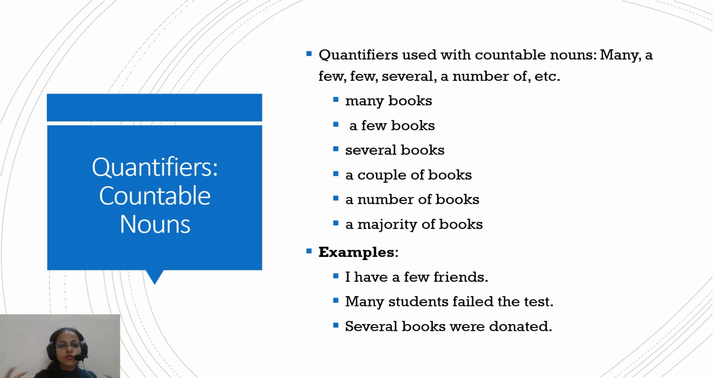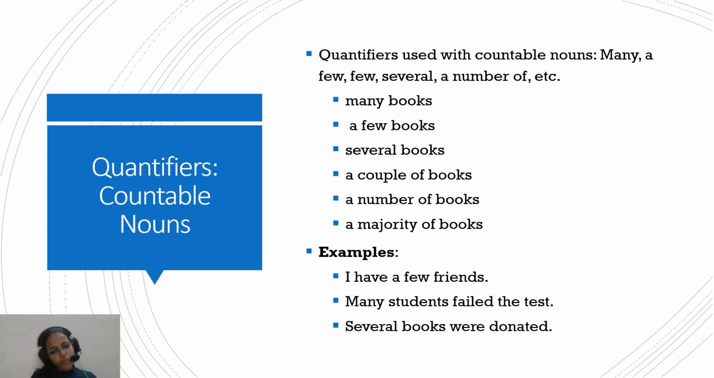So when we say many, few, a few, several, a number of, these are the quantifiers used with countable nouns. So we say how many books? I've got a few books. I've got several books, a couple of books, a number of books are on this subject. The majority of the books are submitted to the library. Okay, so these quantifiers are used for the countable noun.